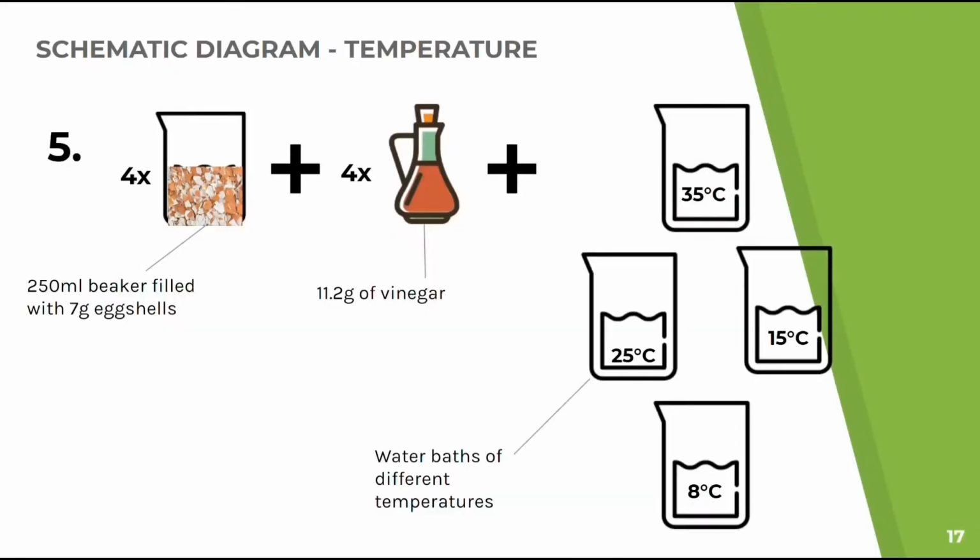Then, using mole ratio, I calculated that 11.2 grams of vinegar should be added to 7 grams of eggshells in order to balance the equation of the reaction. After adding vinegar to the eggshells, immediately place the 250 ml beakers into the respective water baths.